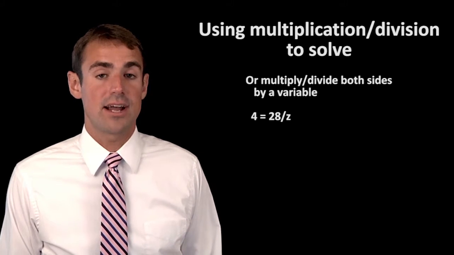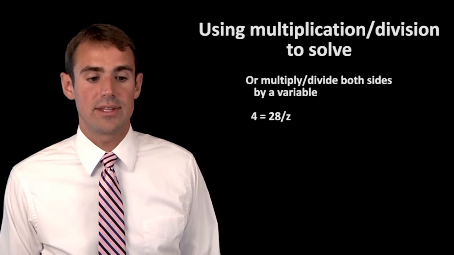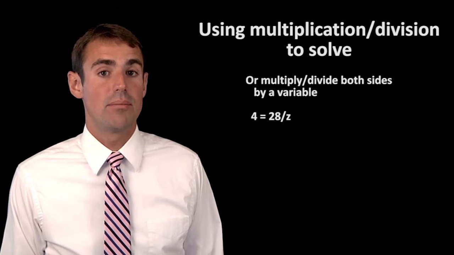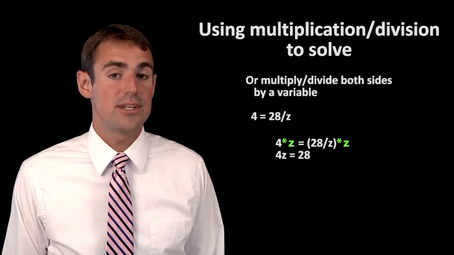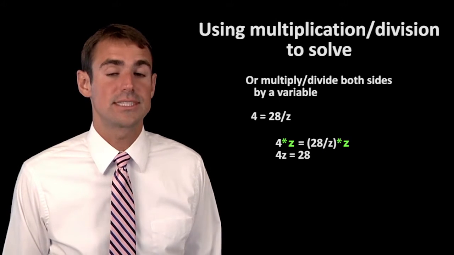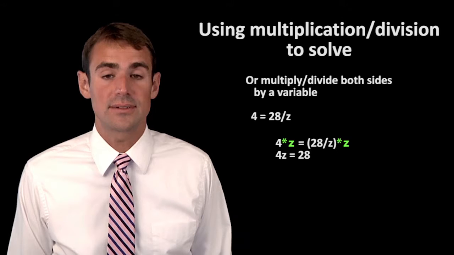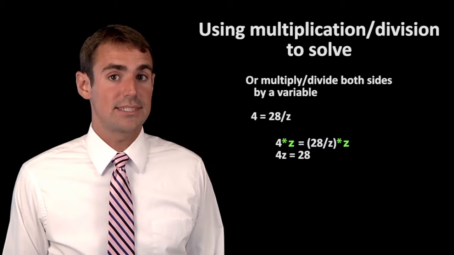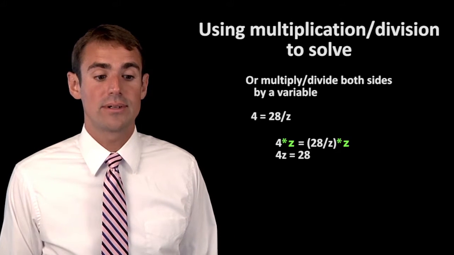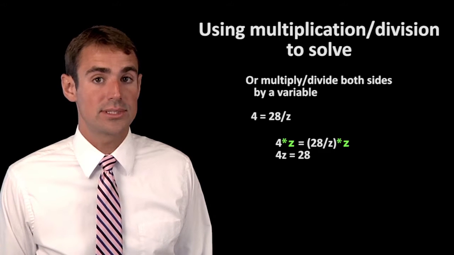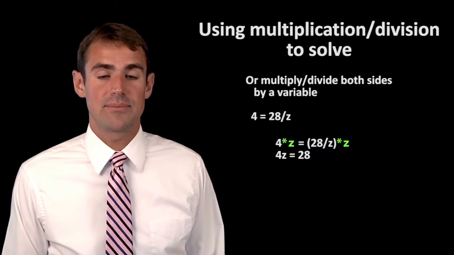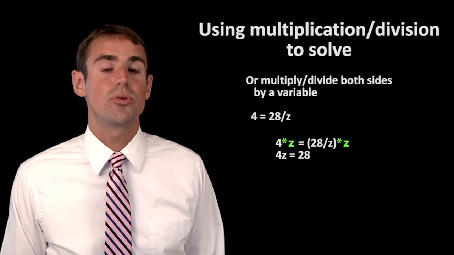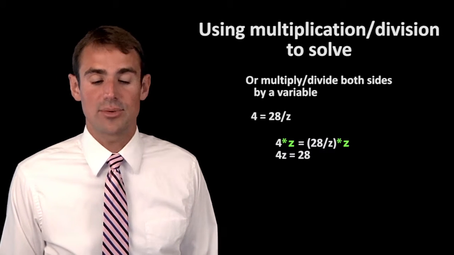Now, z is in the denominator on one side of the equation. We can multiply both sides of the equation by z, and in doing so, we're getting closer to simplifying and getting a final answer. I multiply both sides of this by z, and I now have 4 times z equals 28 divided by z times z. We have z in both the numerator and the denominator on the right side of this equation now.